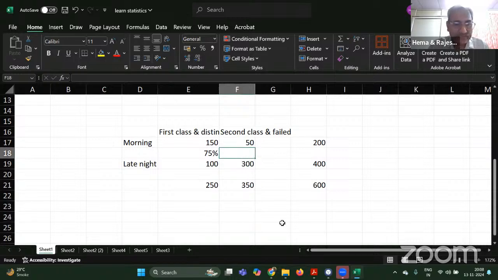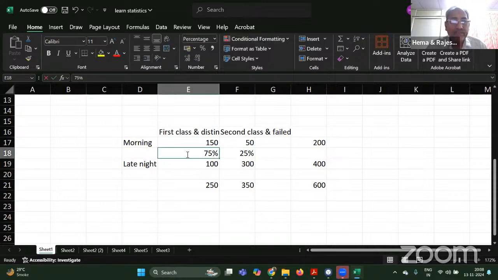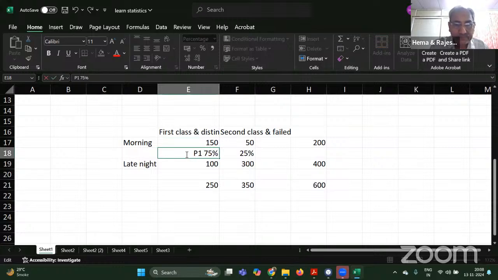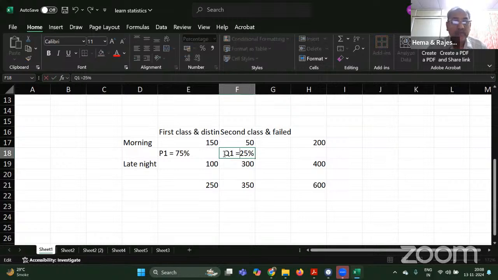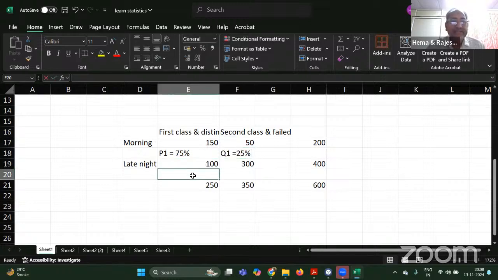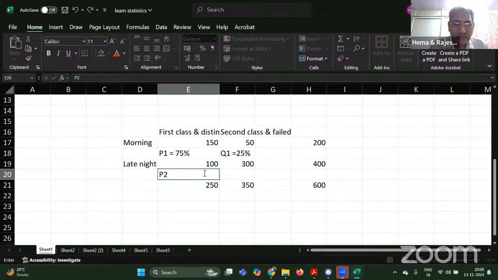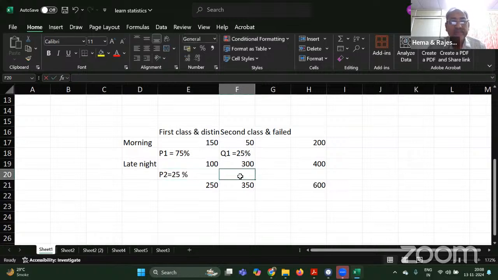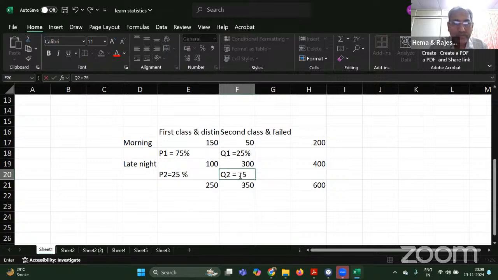Here, it is 25%. So this we call as P value, P1 is equal to 75%, and this is Q1 is equal to 25%. And in this case, 100 out of 400 is 25%. P2 is equal to 25% and Q2 is equal to 75%.